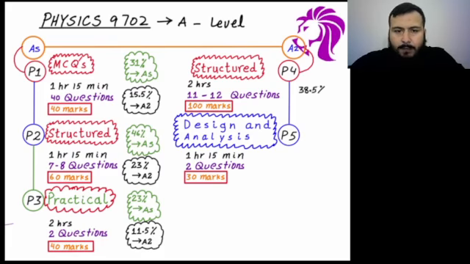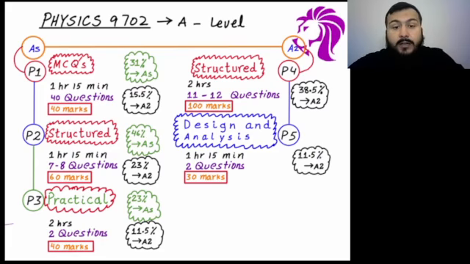Paper 4, that's the A2 level component, is going to be contributing 38.5% to your A star grade, inshallah. And paper 5 is going to be contributing 11.5% to the A2 grade. Now, paper 3 and paper 5 have the same weightage. They are contributing the same amount of marks to the A star.